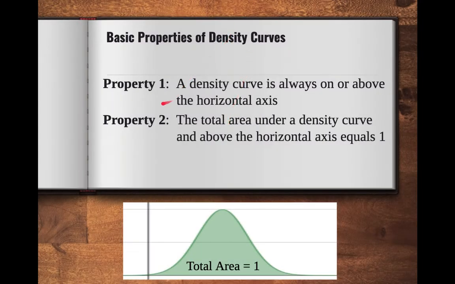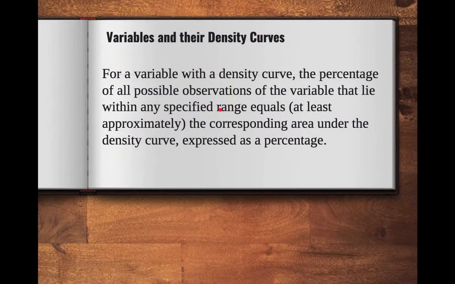To be a density curve, we need to follow these two properties. It is always above the horizontal axis you see here, and the total area underneath this curve must equal 1. That 1 is kind of a magic number when we're dealing with probability and statistics. When we're talking about relative frequencies, they all add up to 1, a relative distribution. It kind of has that tie-in there.